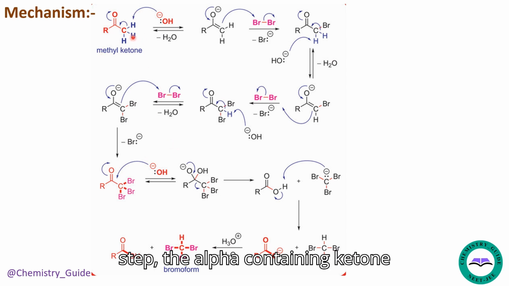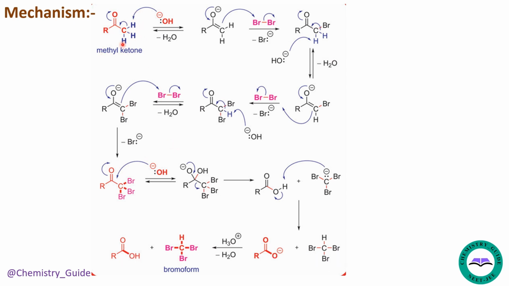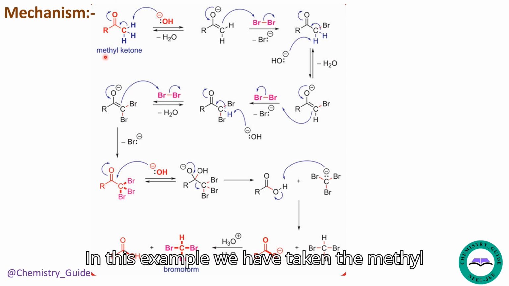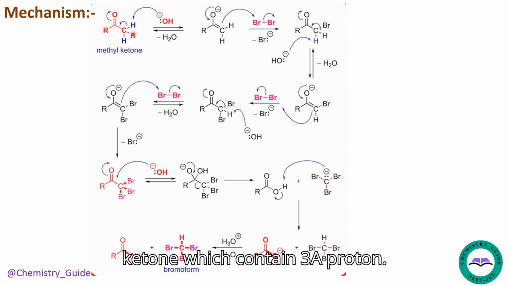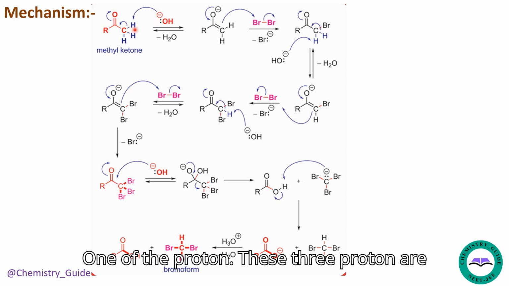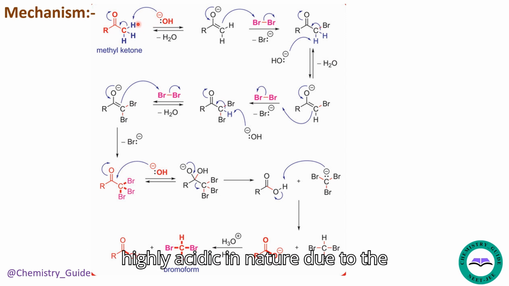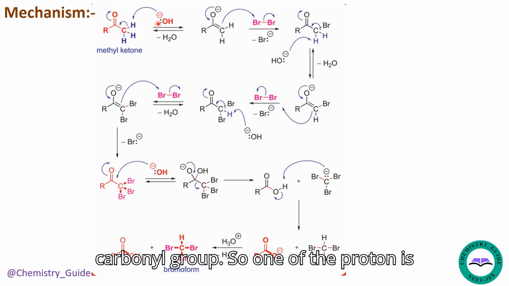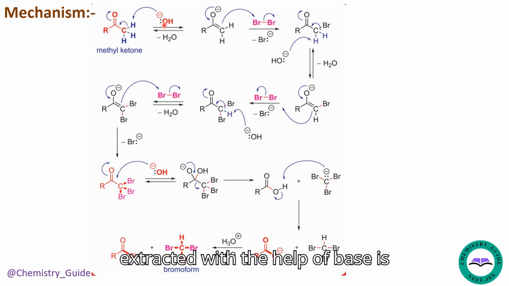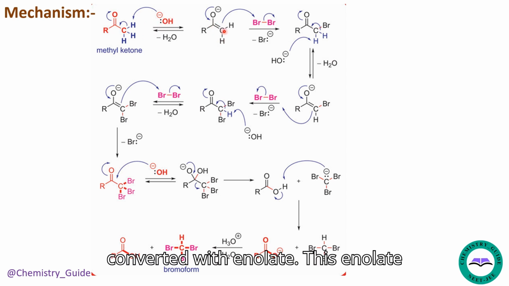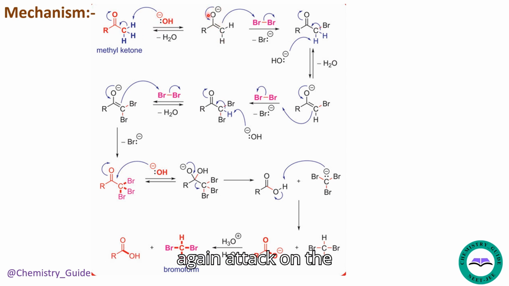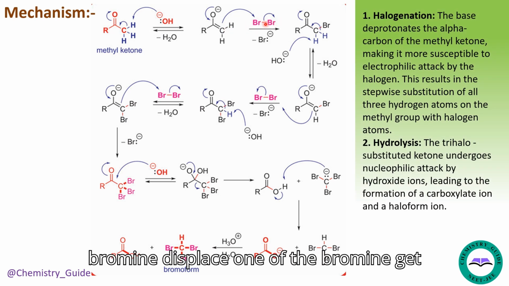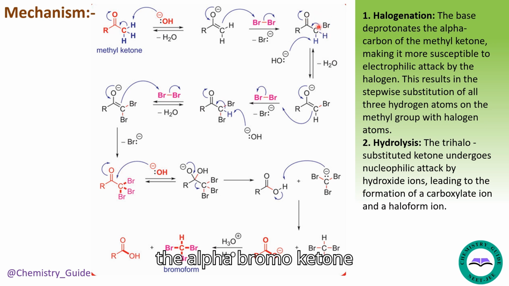In the first step, we take the alpha containing ketone. In this example, we have taken a methyl ketone which contains three alpha protons. These three protons are highly acidic in nature due to the electron withdrawing nature of the carbonyl group. So one of the protons is extracted with the help of base and converted to its enolate. This enolate again attacks the bromine to displace one of the bromines to get the alpha bromo ketone.